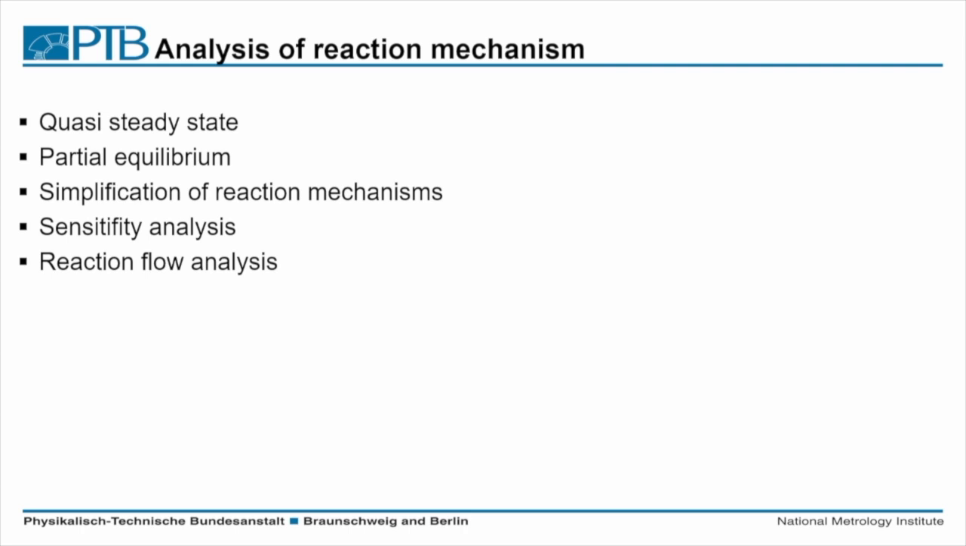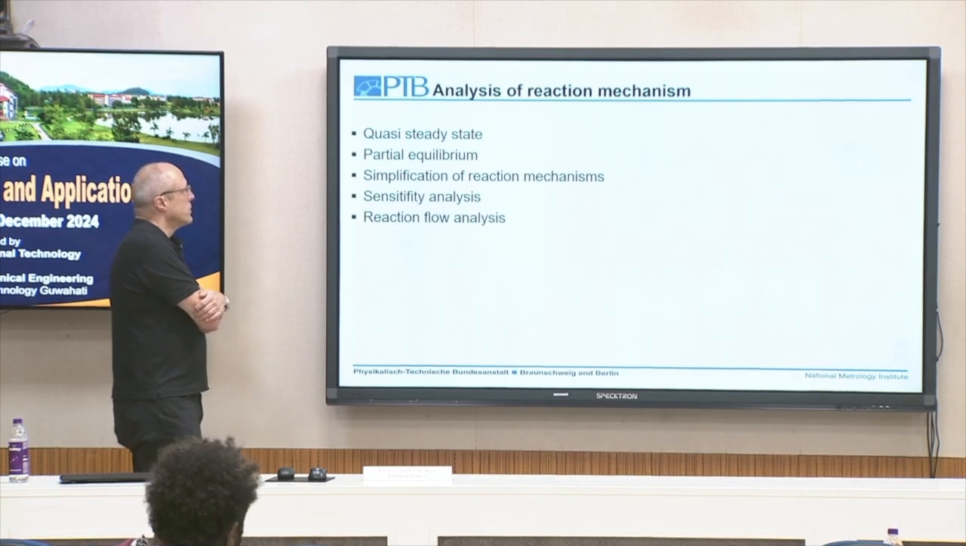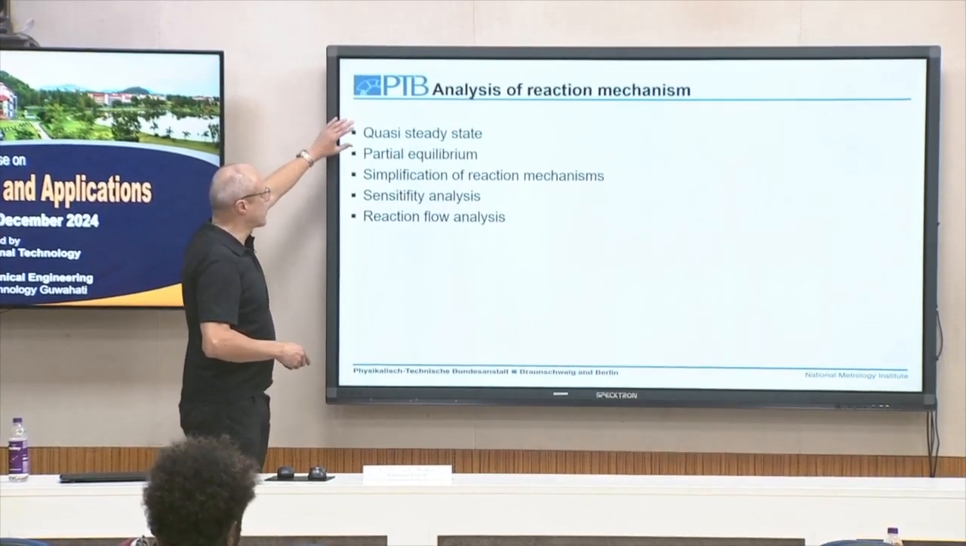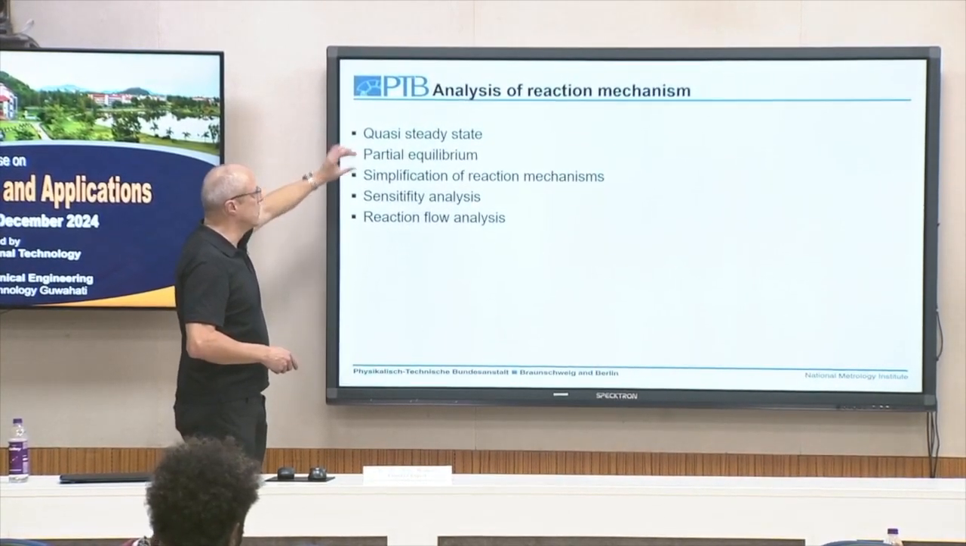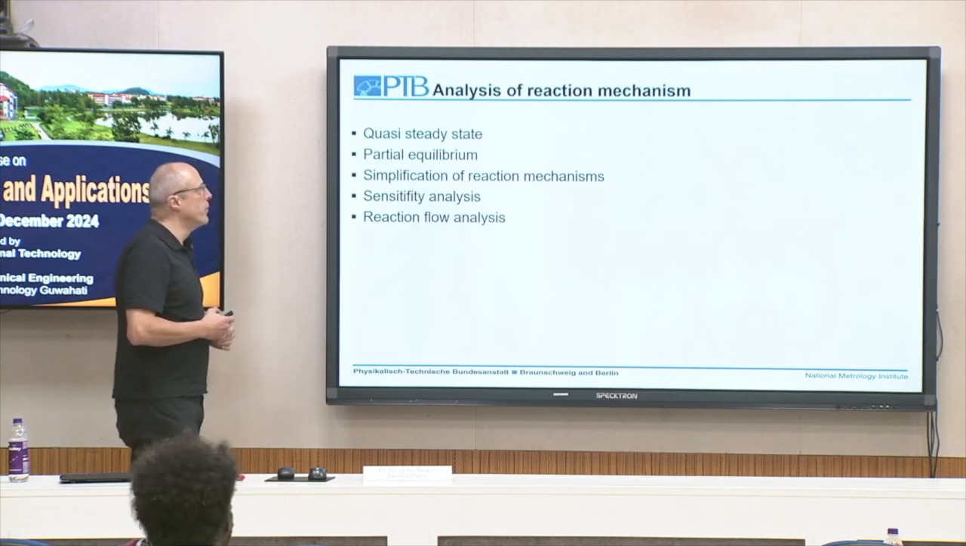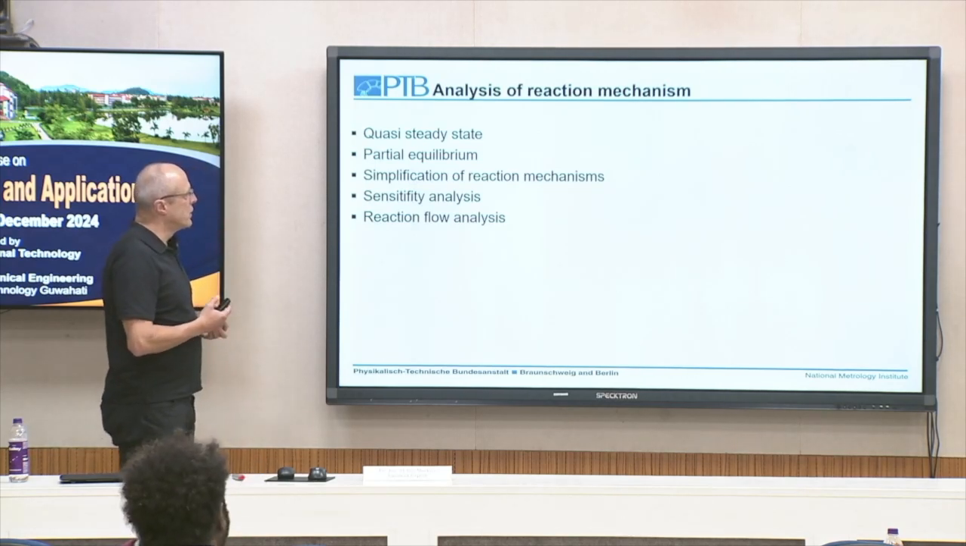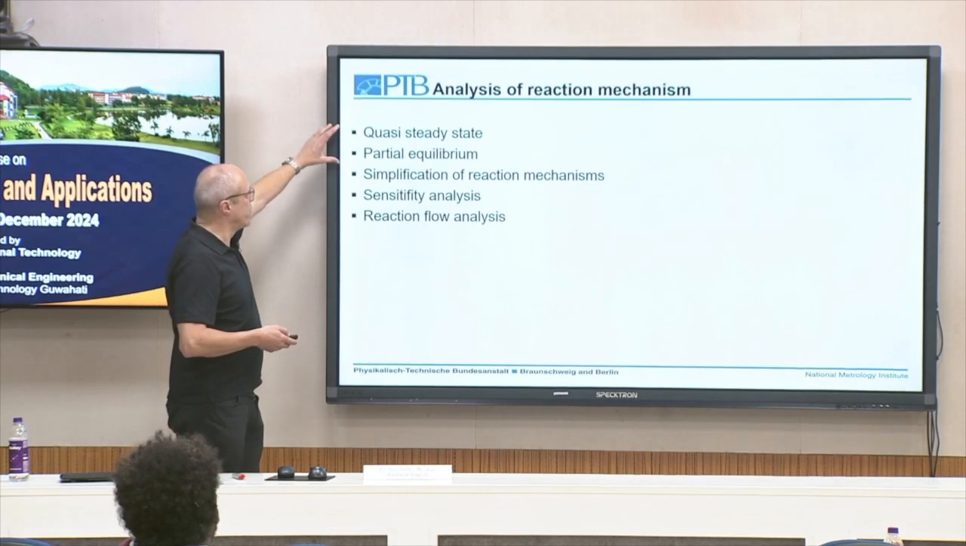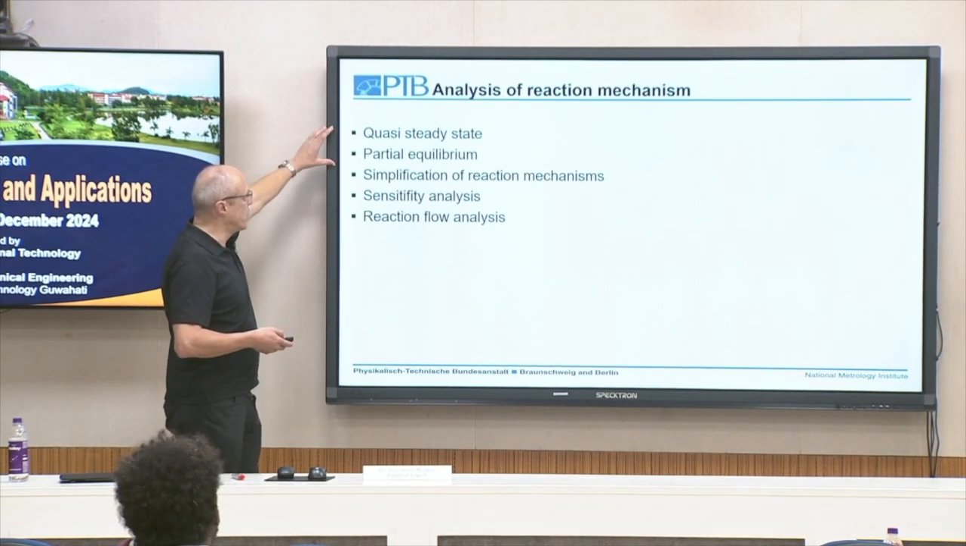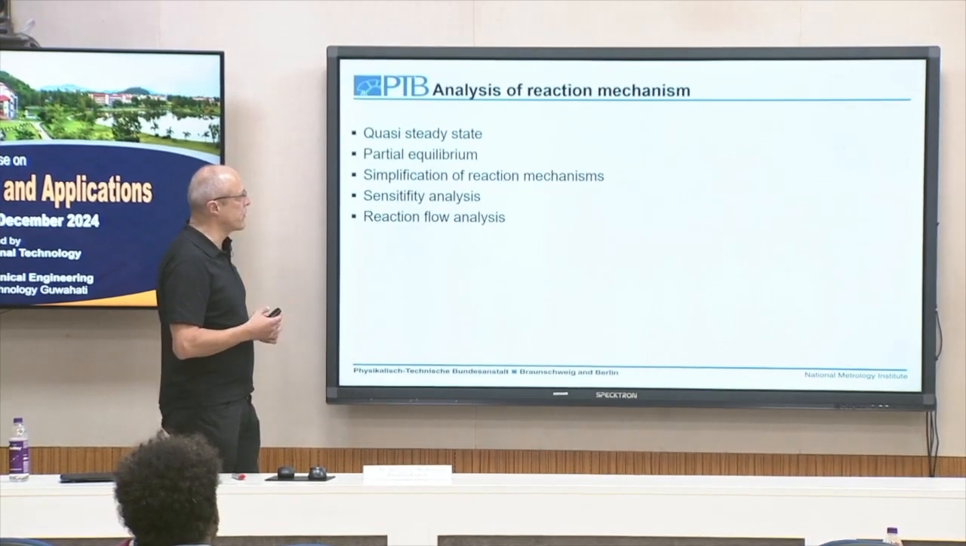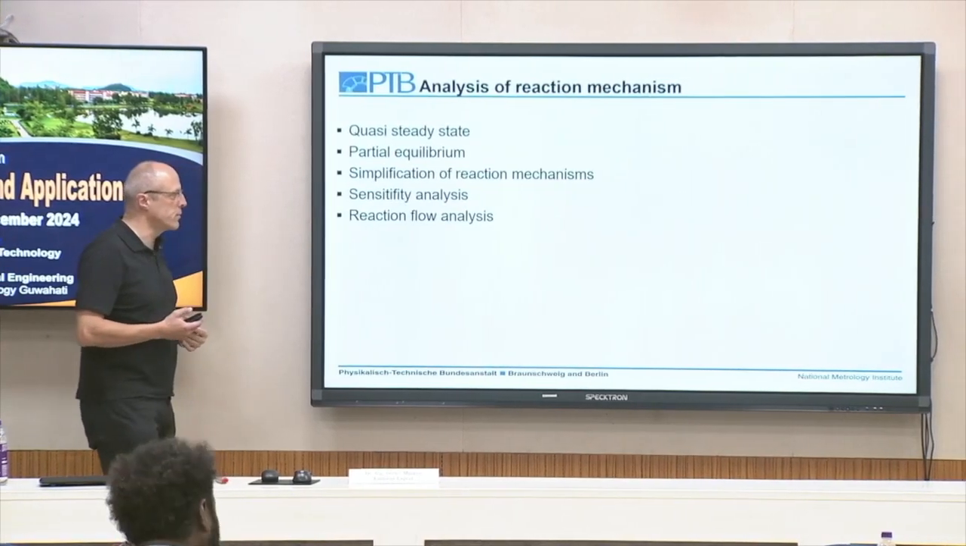So how can we analyze such a reaction mechanism? We have seen it consists of hundreds, thousands of species, hundreds of equations. There are some tools for quasi-steady state assumption, partial equilibrium, to reduce some parameters. We have, of course, a simplification of a reaction mechanism.